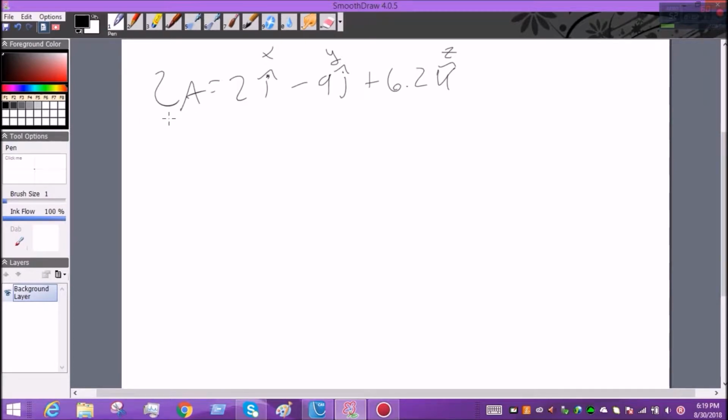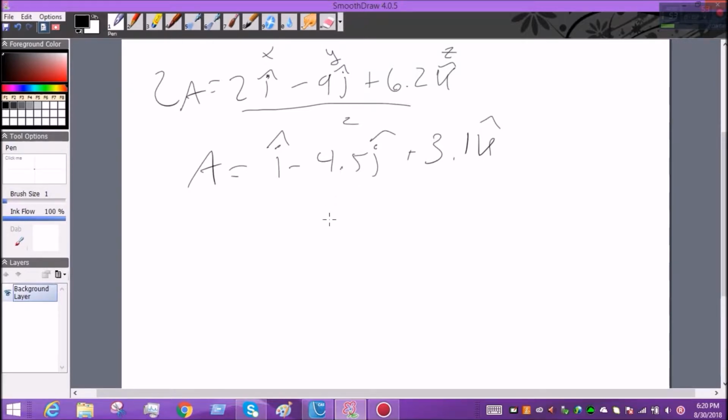We know that 2a equals this, so all we have to do is divide by 2. So a equals 1i, because 2 divided by 2 is 1, minus 4.5j, because negative 9 divided by 2 is negative 4.5, plus 3.1k, because 6.2 divided by 2 is 3.1.